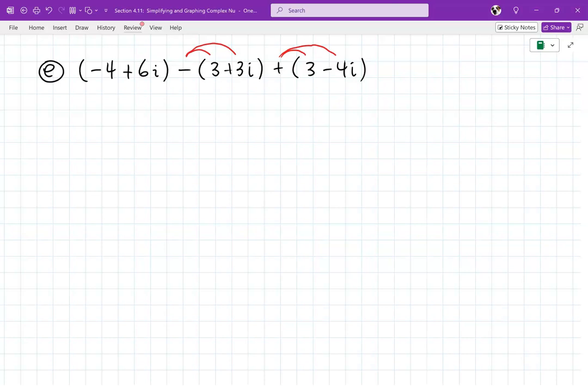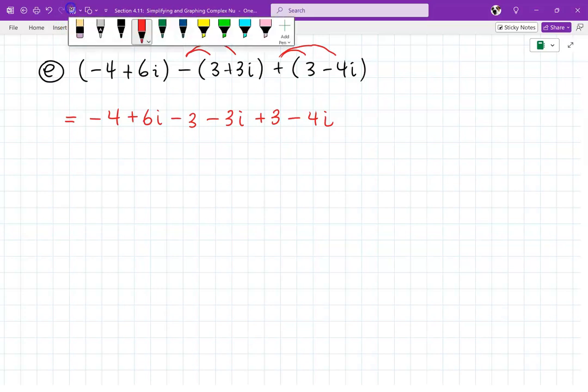Okay? So I'm going to rewrite this. This is basically negative 4 plus 6i minus 3 minus 3i plus 3 minus 4i. Remember, the negative changes everything inside of the parenthesis that follows it. The positive doesn't change anything at all. Now let's just combine like terms.